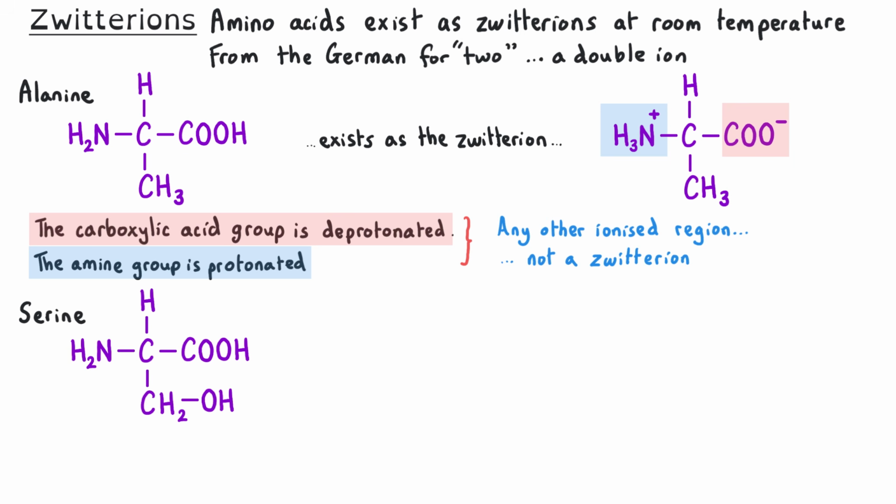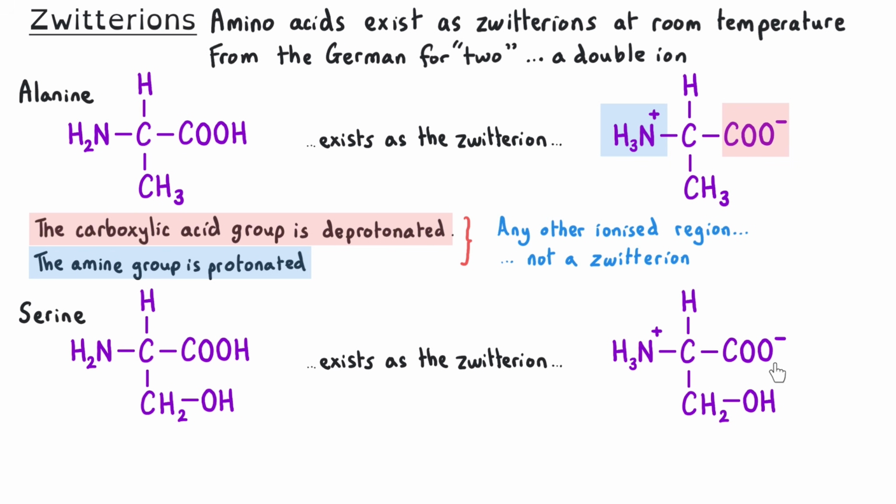And so if we look at a second example of serine, the carboxylic acid group is deprotonated and becomes COO-, and the amine group gains a hydrogen ion, and so it becomes NH3+.